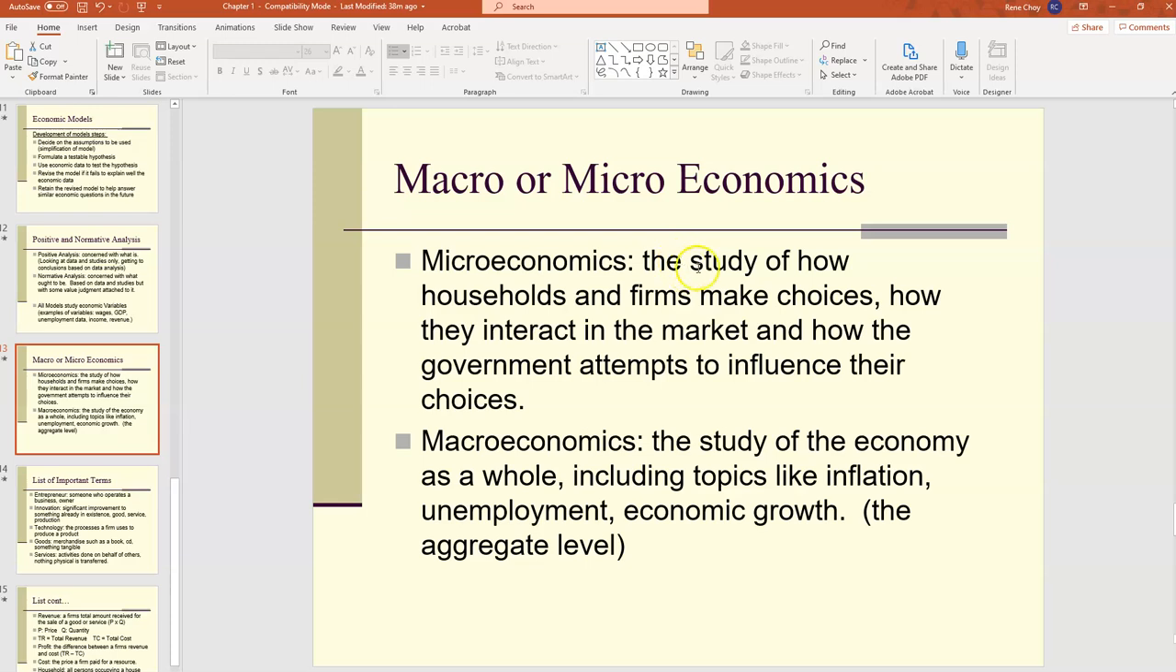Microeconomics is the study of smaller units: households, companies, people, individuals. Macroeconomics is the study of the big picture. So macroeconomics is the study of the aggregate level.